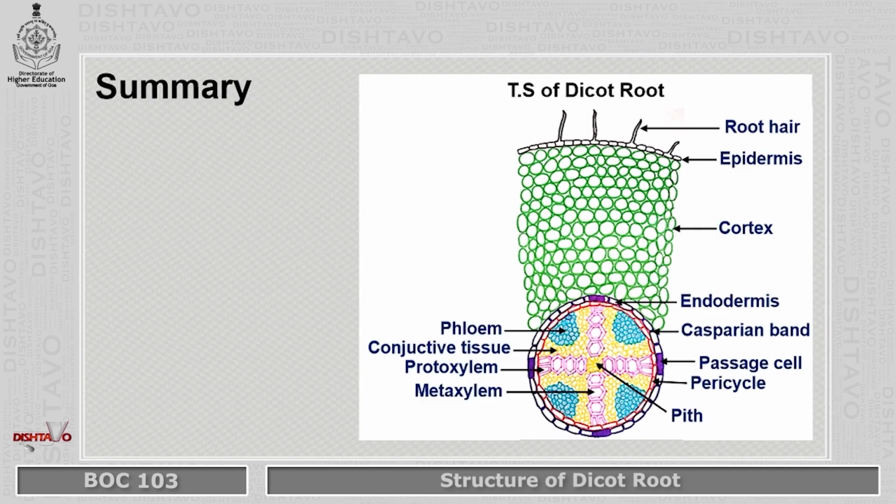Let's summarize. This is the structure of dicot root. The outermost layer is called epidermis. Some epidermal cells come out to form root hairs. The epidermis is followed by a cortex. Cortex is followed by an endodermis consisting of Casparian band and passage cell. This passage cell helps in transport of water from cortex to xylem.